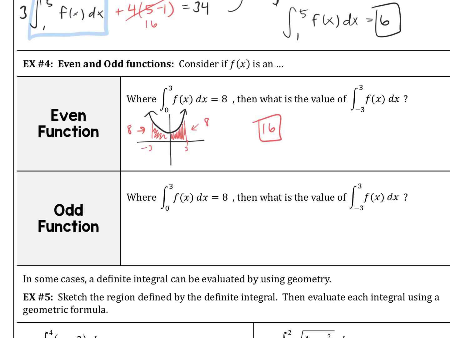Okay, if it was an odd function like x cubed, it looks something like this, goes up to the right, down to the left, or if it was negative, it would go vice versa, right? And if you were told that from 0 to 3, the area underneath the curve is 8, what would we say from negative 3 to 3? Well, on the other side, what's the area going to be down below the x-axis? It's going to be negative 8, right? So negative 8 plus 8 is going to give me 0.